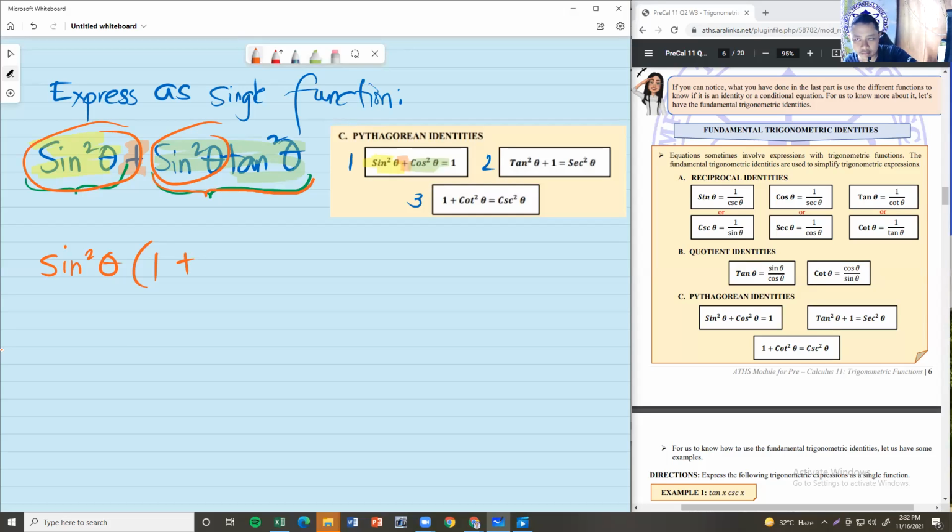What's left? It's tangent squared theta. Okay, that's correct. So we will have here tangent squared theta. So therefore, from here, we can already do something.